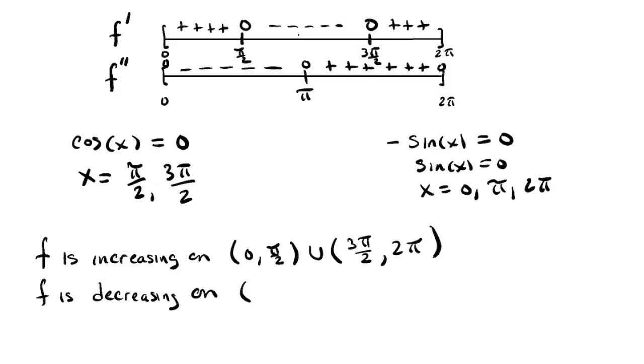Where's f decreasing? Well, it's decreasing where the derivative is negative. So that's pi over 2 to 3 pi over 2. Yeah, it's decreasing from pi over 2 to 3 pi over 2.